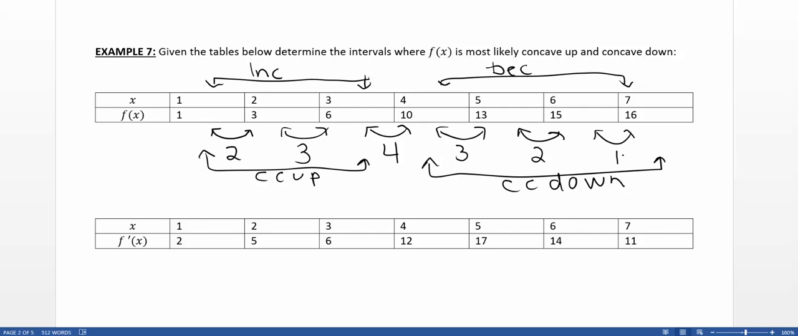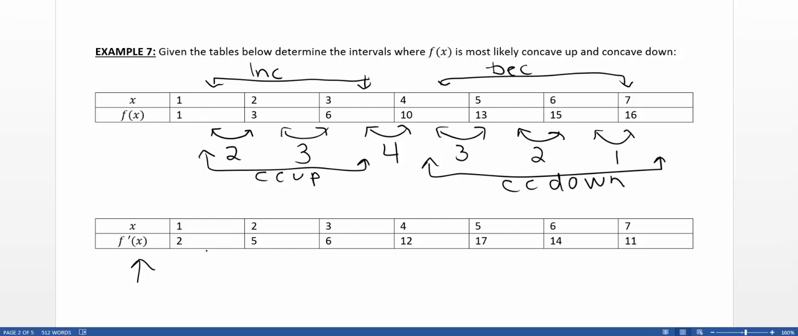Now, in our second table, I want you to notice that this is not x and f of x. Instead, we have a table that gives us x and then f prime of x. So that means that the values that are being reported in this table are the values of the derivative, or the instantaneous rate of change at each of these points. So now we're going to go to that relationship that said if your derivative is increasing, then your second derivative is going to be positive.